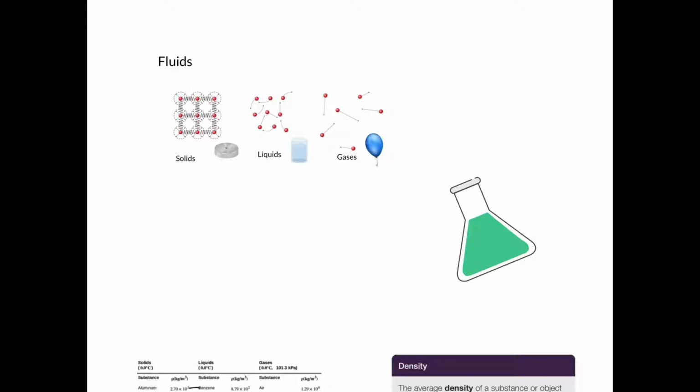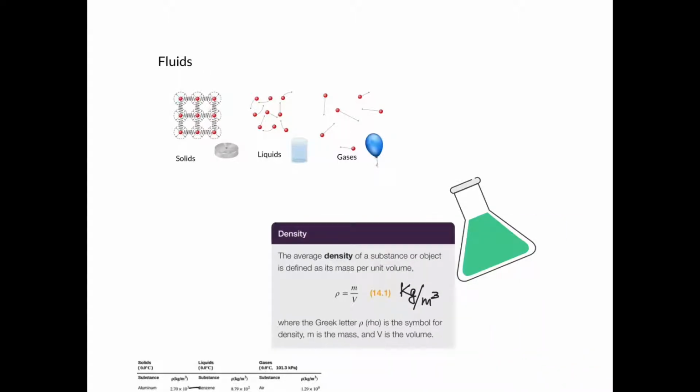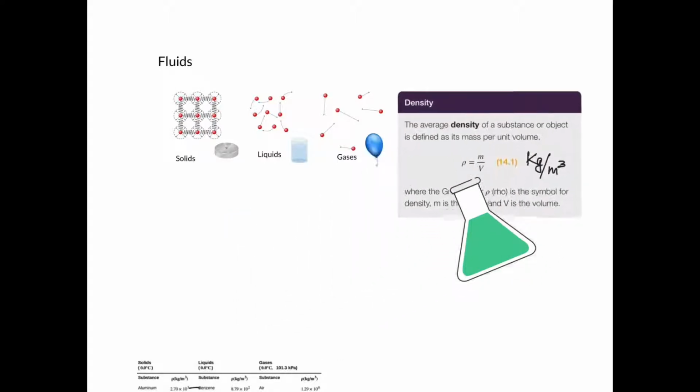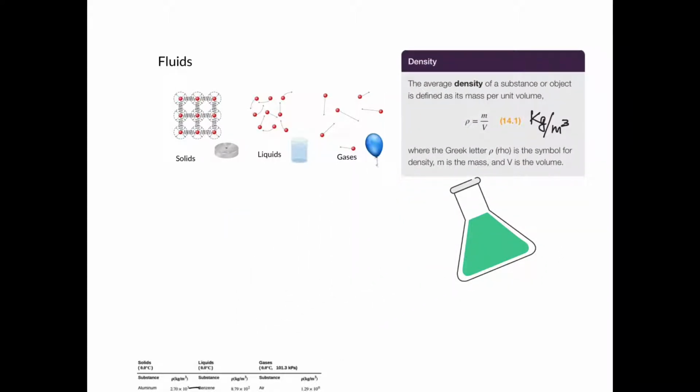Now, gases can flow, as you can see here, and one of the basic properties of substances is the definition of density. Density is nothing but mass per unit volume. So density is mass divided by volume, and it's defined in kilogram per meter cube.